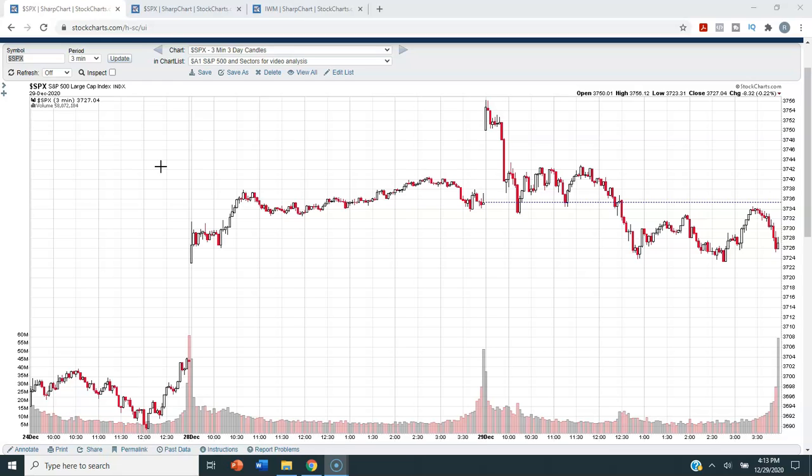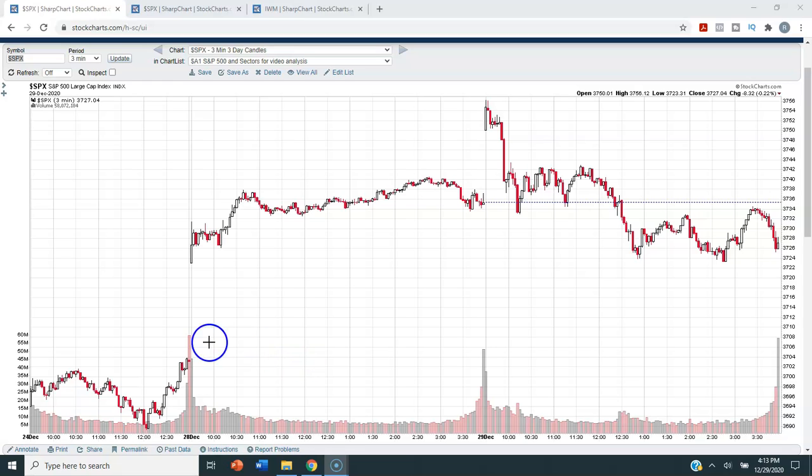We're going to start off with the S&P 500, and the S&P 500 was down 22 basis points today, and we closed at 3727.04. The first chart that we're going to look at is a 3-day, 3-minute candlestick chart of the S&P 500. So each candlestick on this chart does represent 3 minutes of trading.